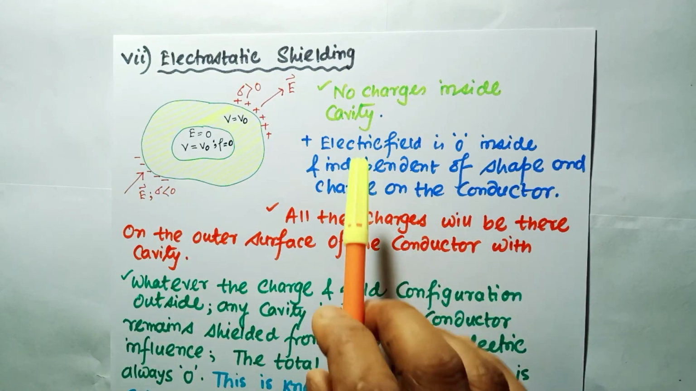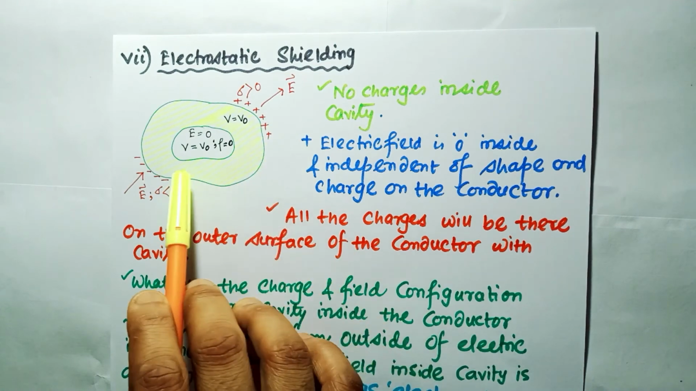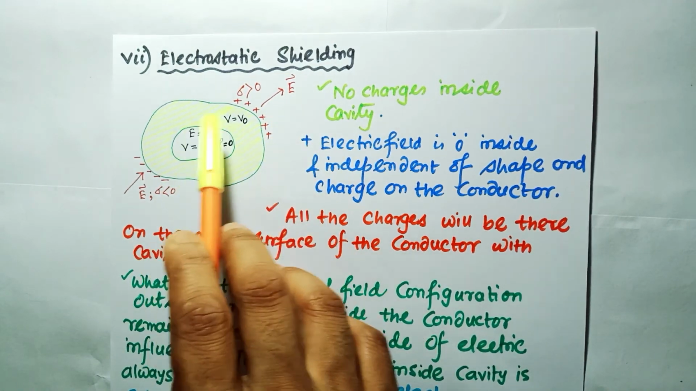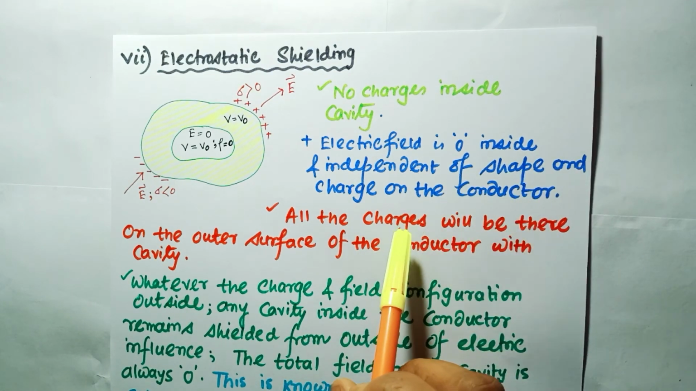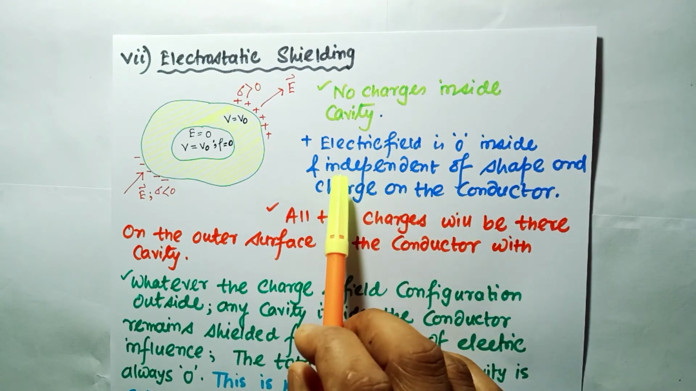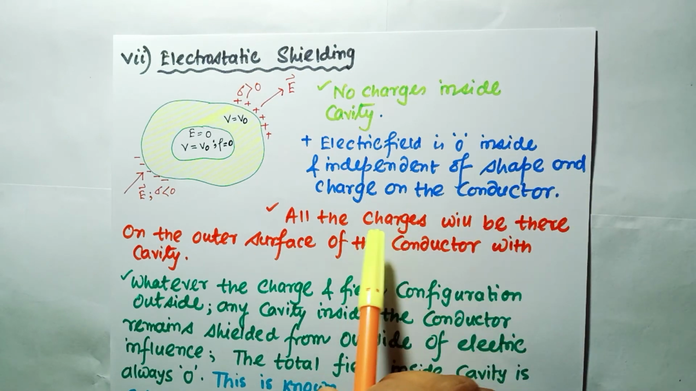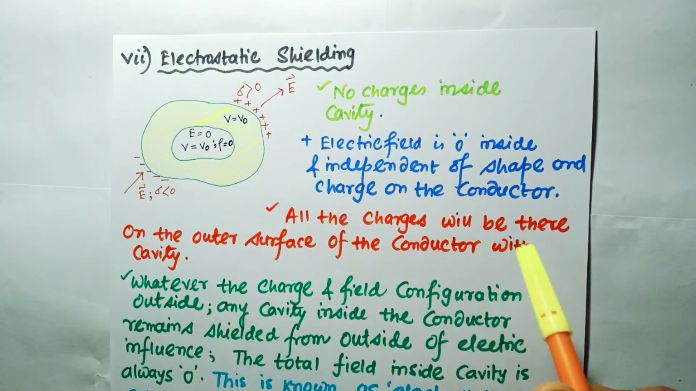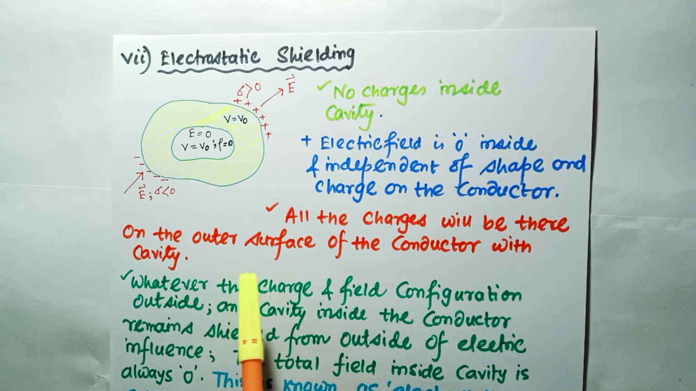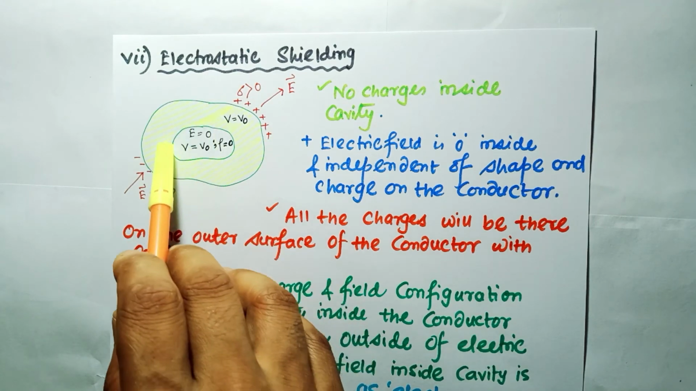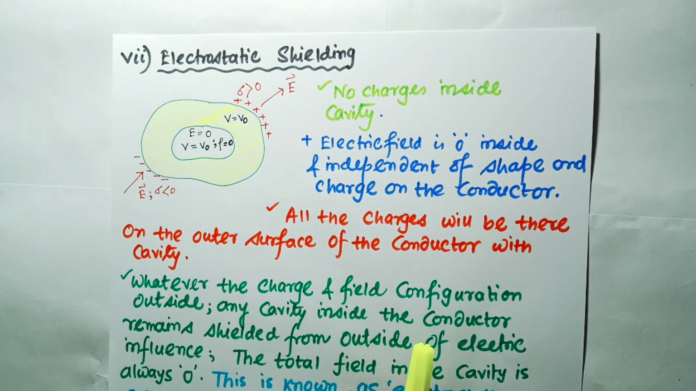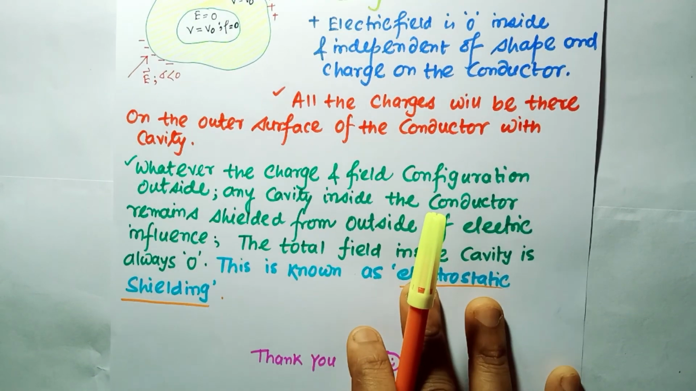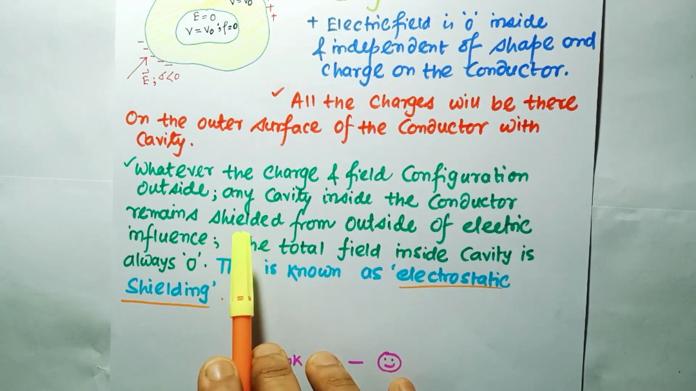So there are no charges inside the cavity, because if there is some charge, it will get transferred to the surface of the conductor. And the electric field is 0 inside and independent of the shape and the charge of the conductor. So the electric field does not depend on the shape or the charge density on the conductor, and all the charges will be on the outer surface of the conductor with the cavity. So maybe some charge is there inside also, but it will get distributed over the surface of the conductor.